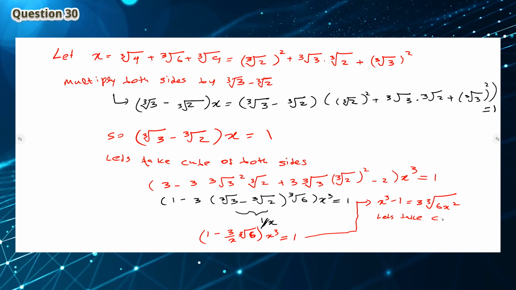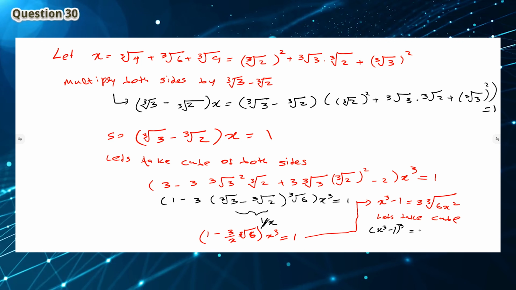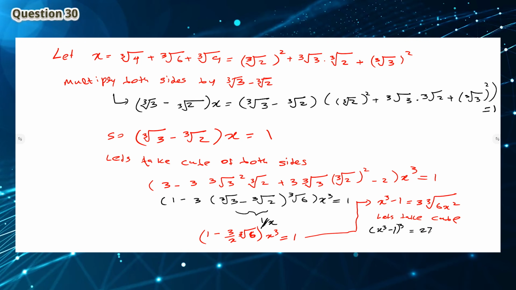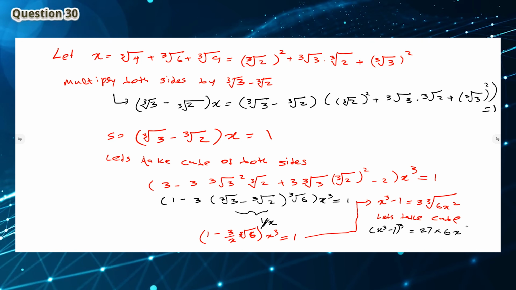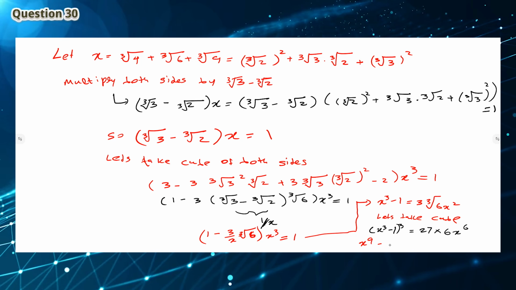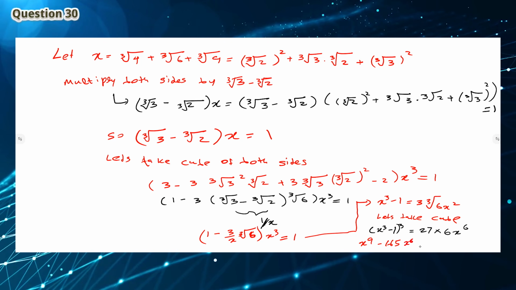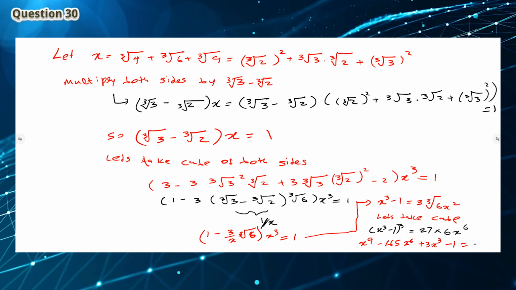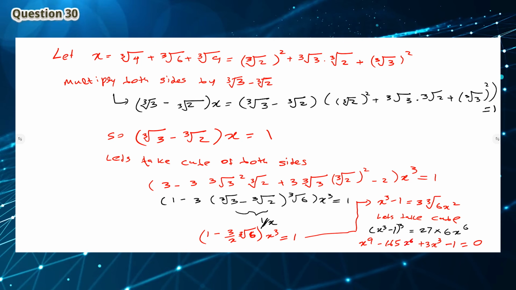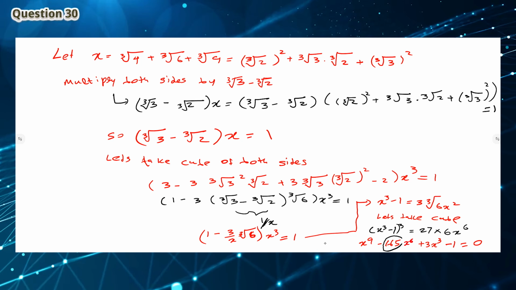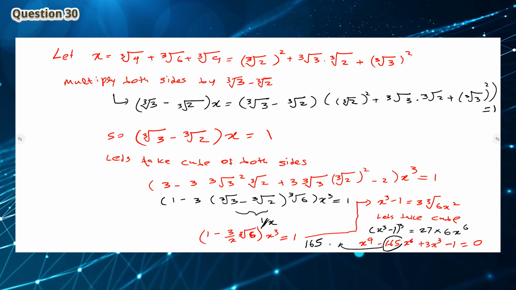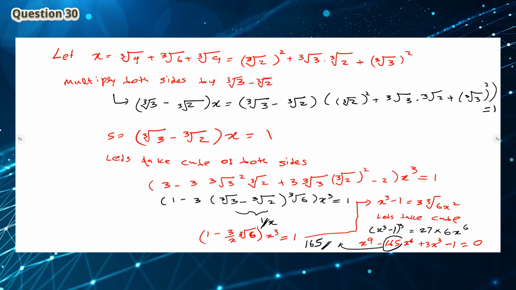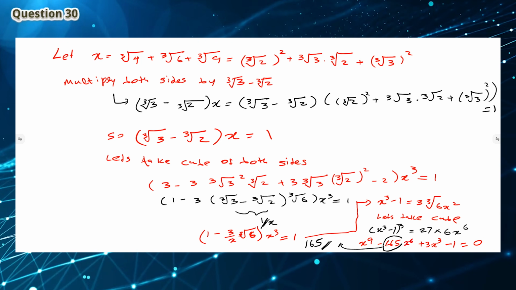Now let's take the cube. As you can see, we can expand this to find the coefficient of x to the power 6. We find that this coefficient is negative 165. We want to get the positive value, however, which is 165, which means the answer is 165.